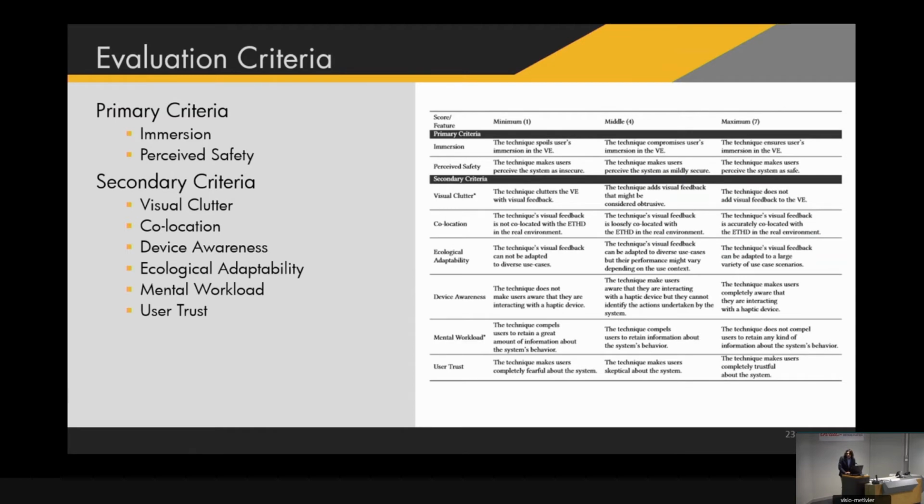For evaluating these safety techniques, we consider 2 primary criteria concerning immersion and perceived safety, and secondary criteria that support the previous ones, which are visual clutter. For instance, if the visual feedback is actually cluttered in the virtual environment, is the visual feedback co-located with the actual robot's position? Are users becoming aware that there's a device on the other side of the head-mounted display? Ecological adaptability, meaning if the display or the design of the visual technique is actually fit to the virtual scenario. The mental workload, and if the users actually trust the safety technique.